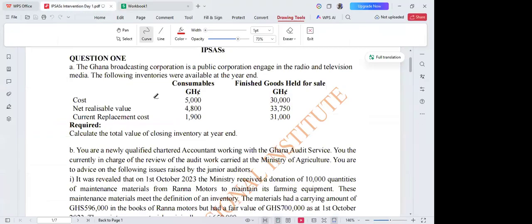So that's that. Now let's come to our question, the A that we read. A is on consumable and then finished goods held for sale. So consumable, the measurement rule says it's going to be lower of cost and then our current replacement cost. So we'll check 5,000 and 1,900. Which one is lesser? 1,900. Raise up your hand.